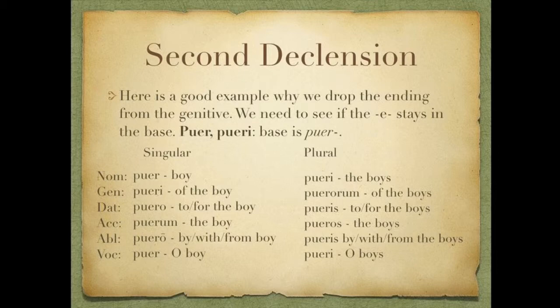We go to the plural. Nominative plural, pueri, the boys. Genitive plural, puerorum, of the boys. Dative plural, pueris, to or for the boys. Accusative plural, pueros, the boys. Ablative plural, pueris, by, with, or from the boys. And then vocative plural, pueri, oh boys.